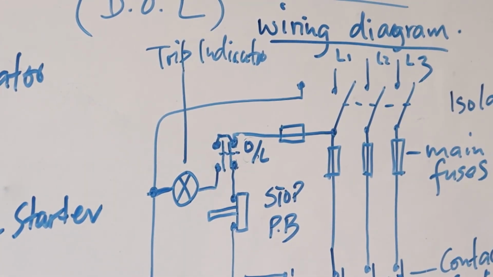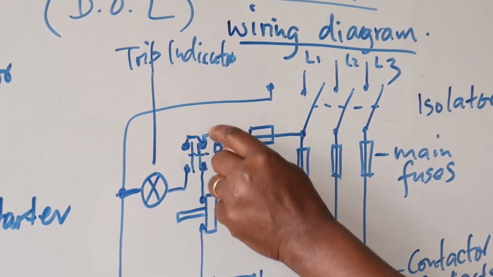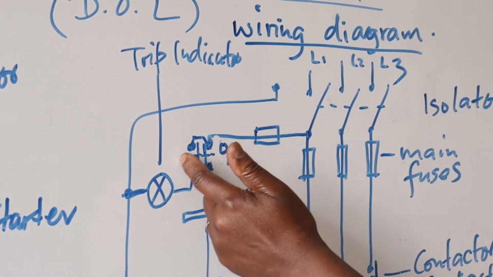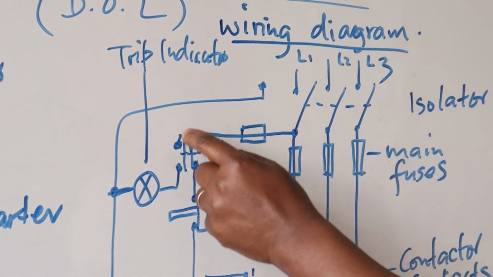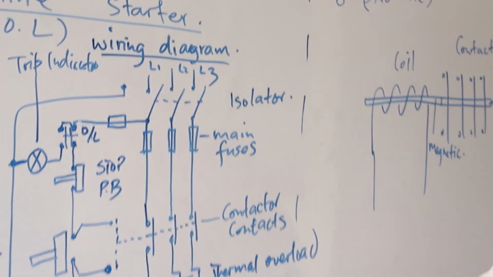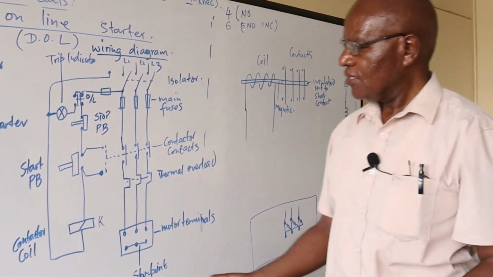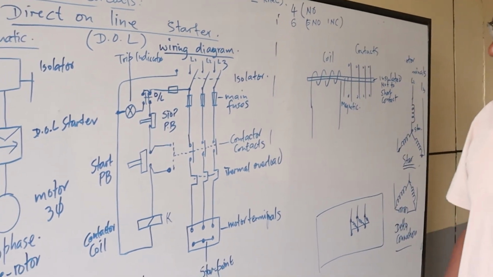Trip indicator. In case it trips, this mechanism here will move in the other direction to open this contact here and close that one there. When this one is closed, there will be a path for the feed to give an indication that this particular overload has tripped. And that is our control coil.